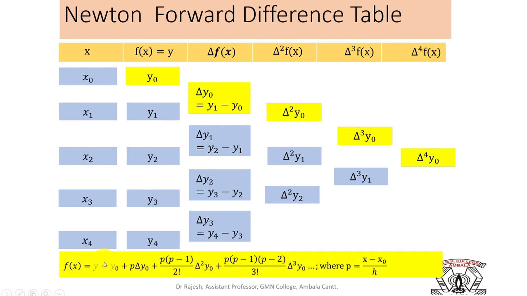And we have written the formula again. So when we have to pick this delta y0, what quantity will you pick? You will pick this quantity and put it over here, and for this one you will pick this one, put it over here, and for this one you will increase it and write p minus 1, p minus 2, p minus 3 divided by 4 factorial, and delta fourth y0.